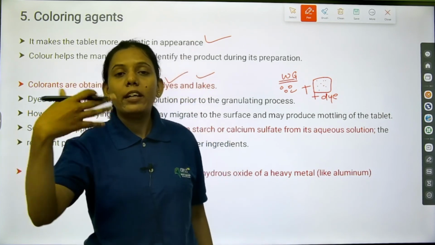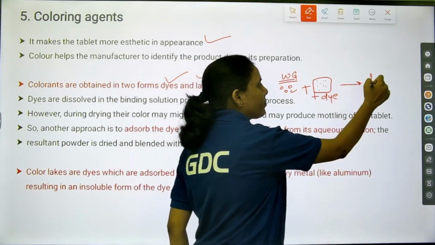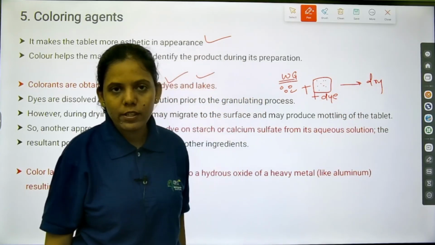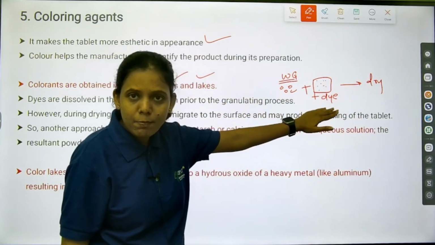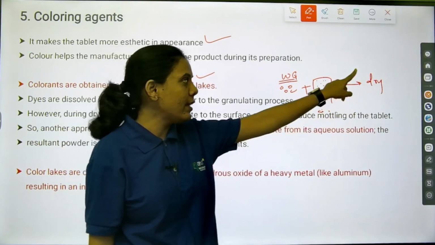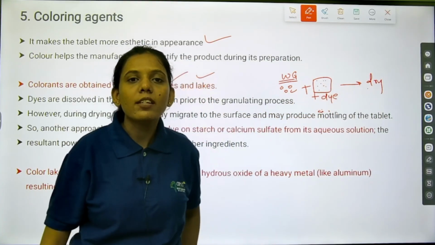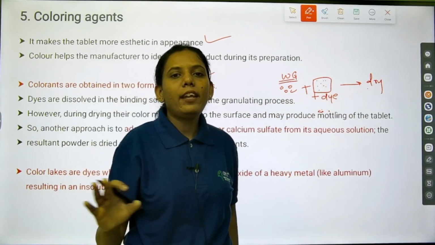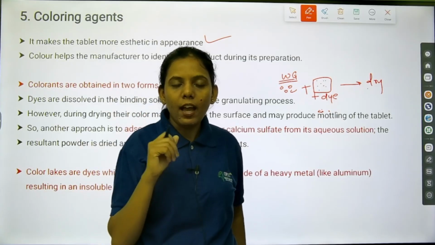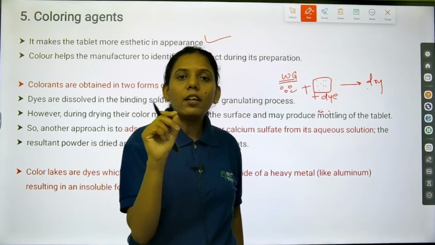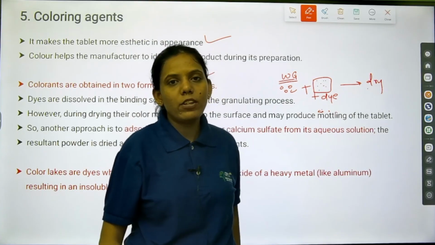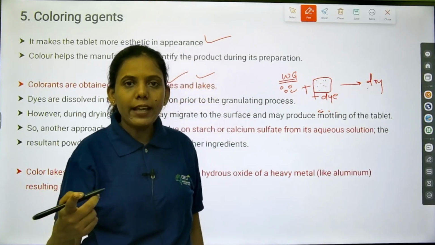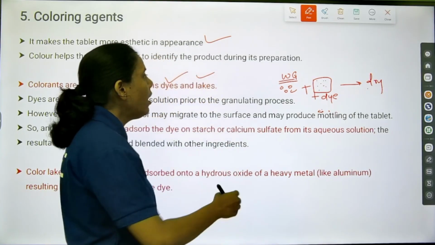Now you know that whenever you are going for wet granulation, you have to prepare the granules and you have to dry the granules, right? Drying of the granules. Now when they used to do this procedure, during this drying process, the color used to migrate on the surface, because drying is happening. Along with drying, the color used to migrate on the surface of the tablet. The phenomenon is known as the color defect, that is the mottling.